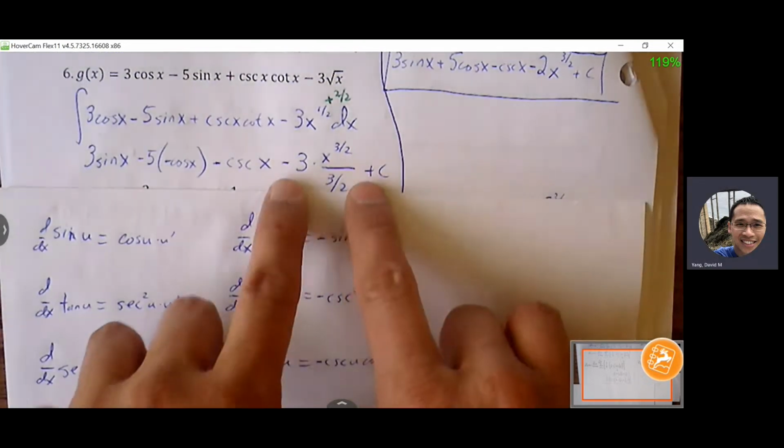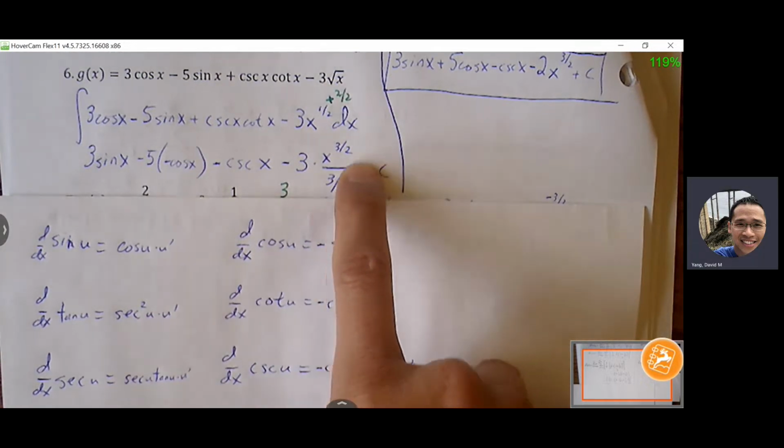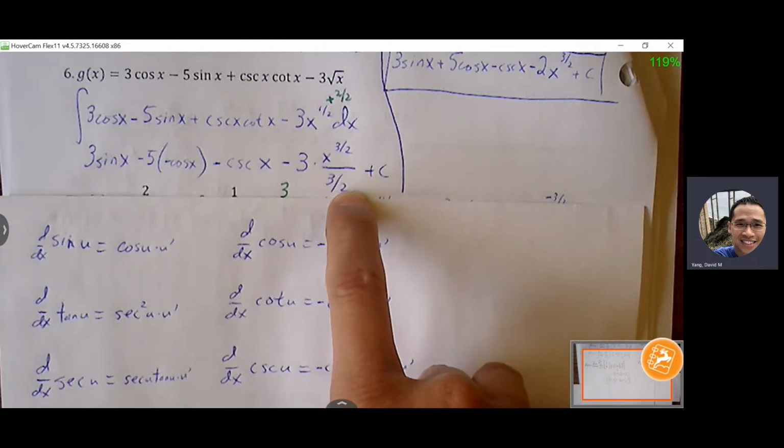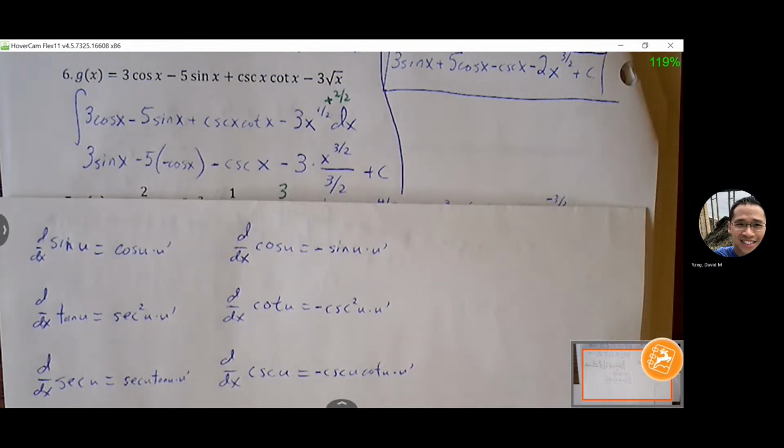Okay, the last one. That 3/2 is showing up in the numerator and in the exponent in the denominator. I'm going to flip that 3/2 as 2/3. So 3 times 2/3 will just give me 2 because the 3's cancel out. Right.